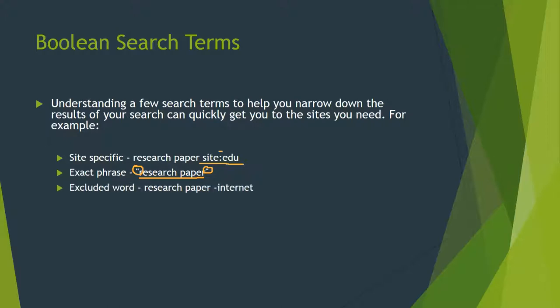Another way to narrow down your search is to exclude a word. So for example, if I typed in the words research paper minus internet, it would only return sites that have research paper but not internet.